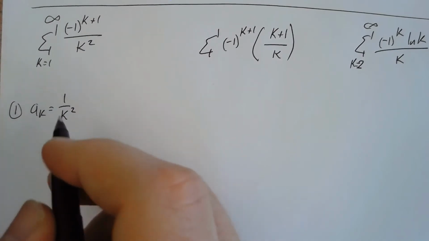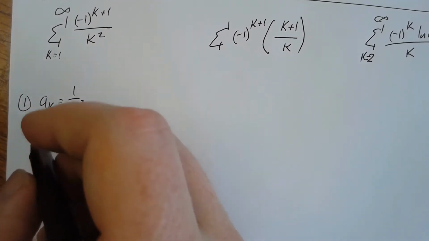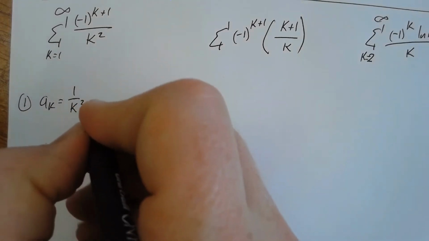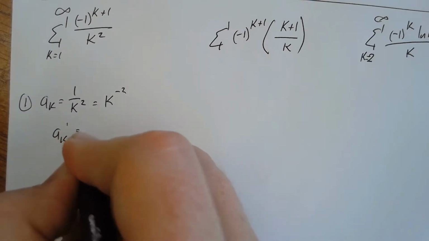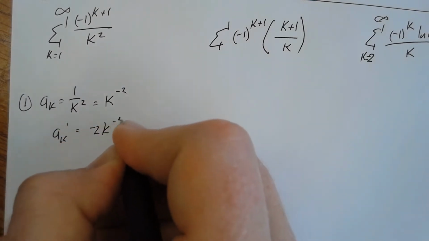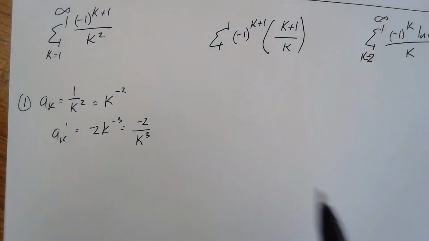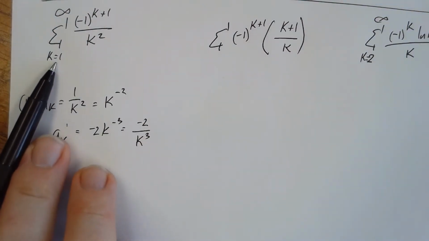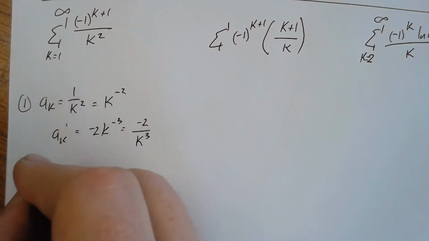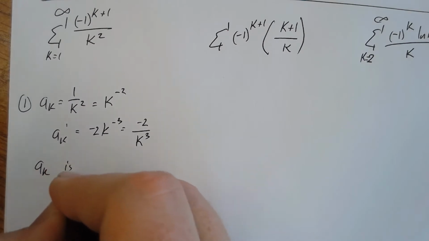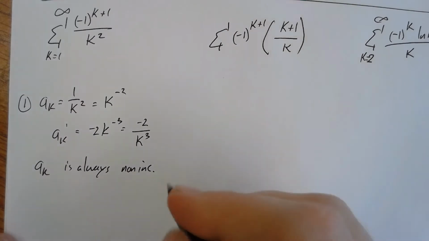We're going to start with this piece and make sure that this thing is always non-increasing. How do we know? If I change it to k to the -2 and take that derivative, a sub k prime, I get -2 k to the -3, which is -2 divided by k to the power of 3. Because we're always using k equals 1 positive terms, the bottom piece is always positive, the top piece is always negative. So I can conclude that a sub k is always non-increasing. Okay, so that's the first quality.